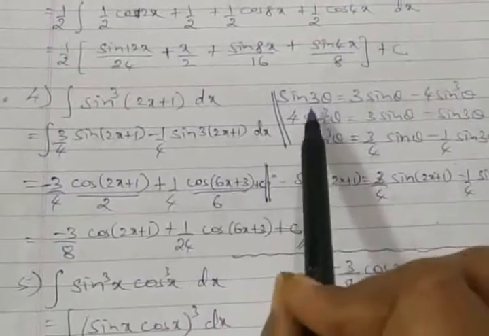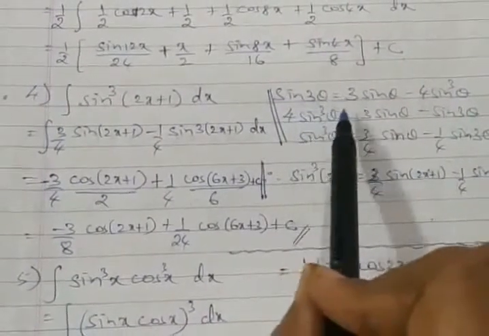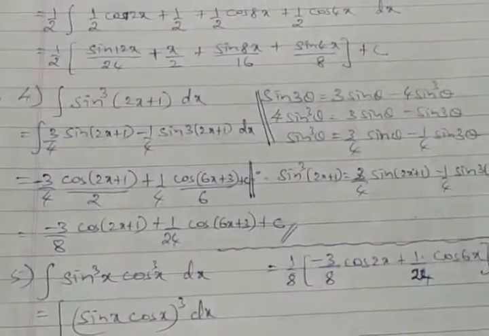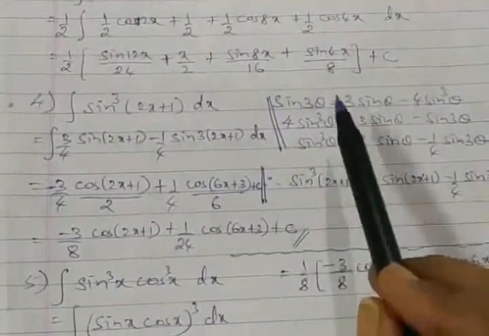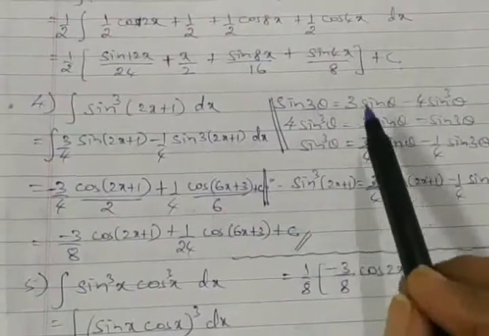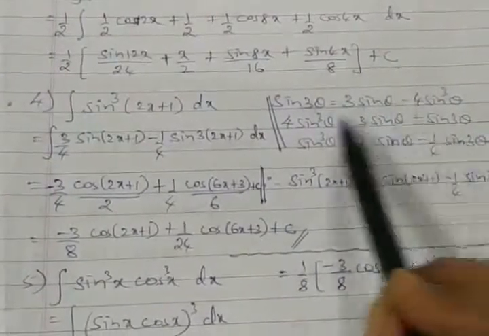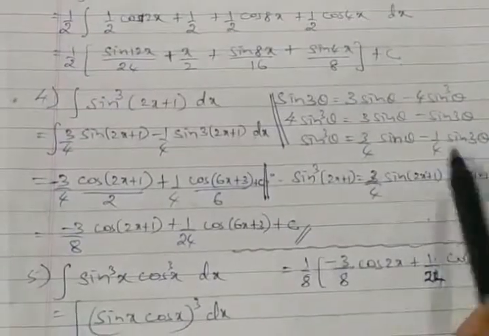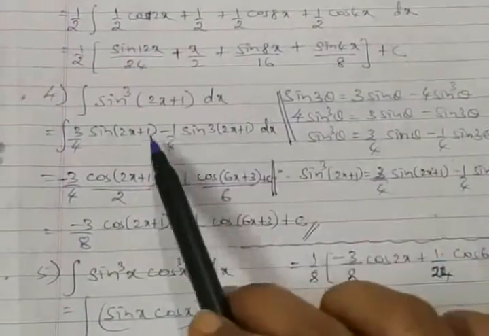Here I have taken the sine 3 theta formula, which results in 3 sine theta minus 4 sine cube theta. So 4 sine cube theta is equal to 3 sine theta minus sine 3 theta. Sine cube theta is 3 by 4 sine theta minus 1 by 4 sine 3 theta. This formula I try to apply here.